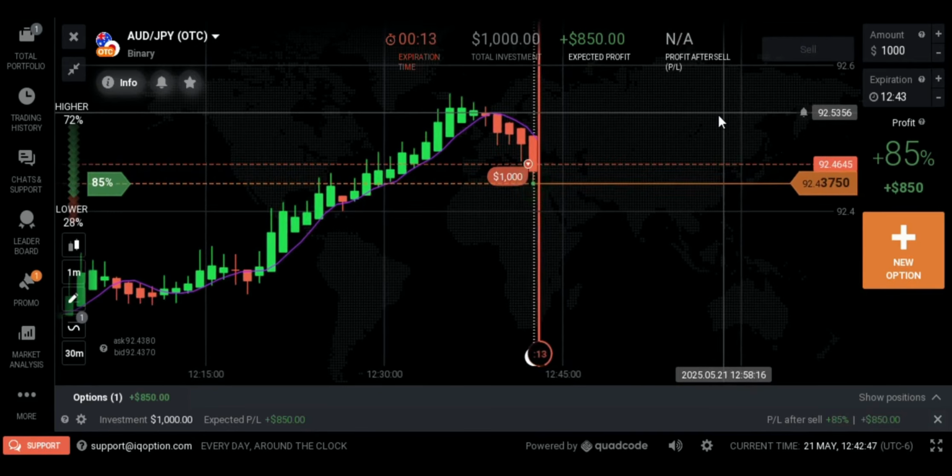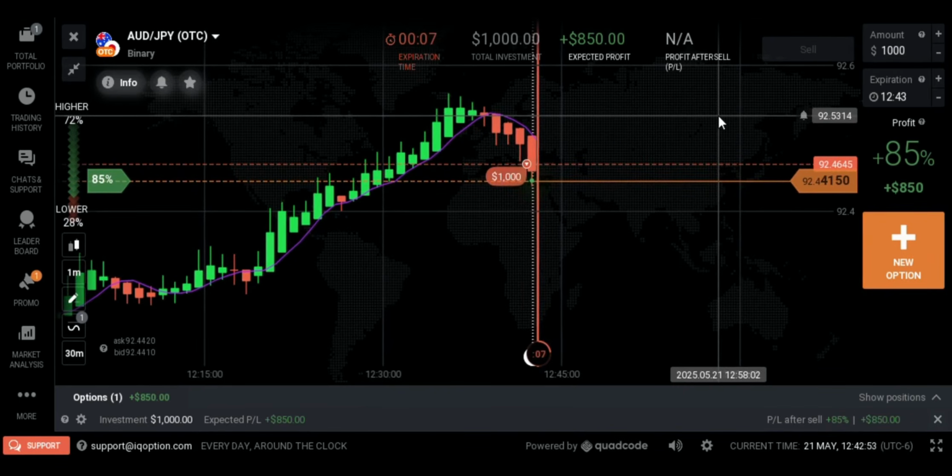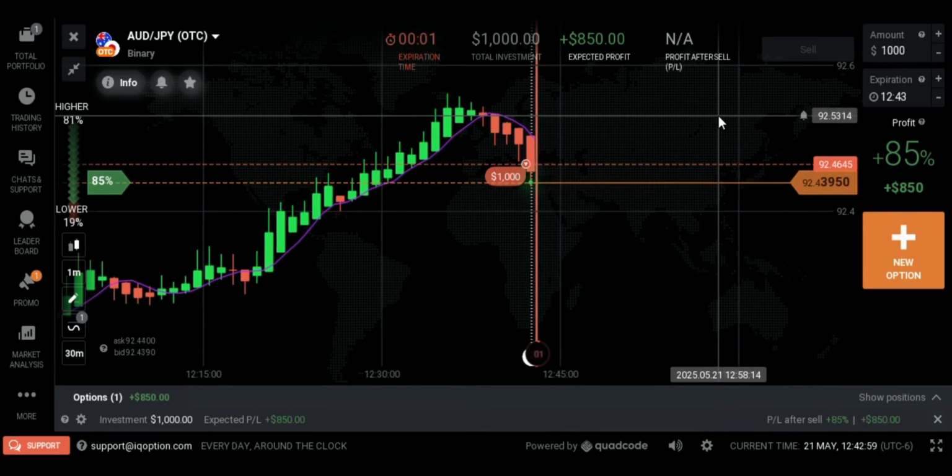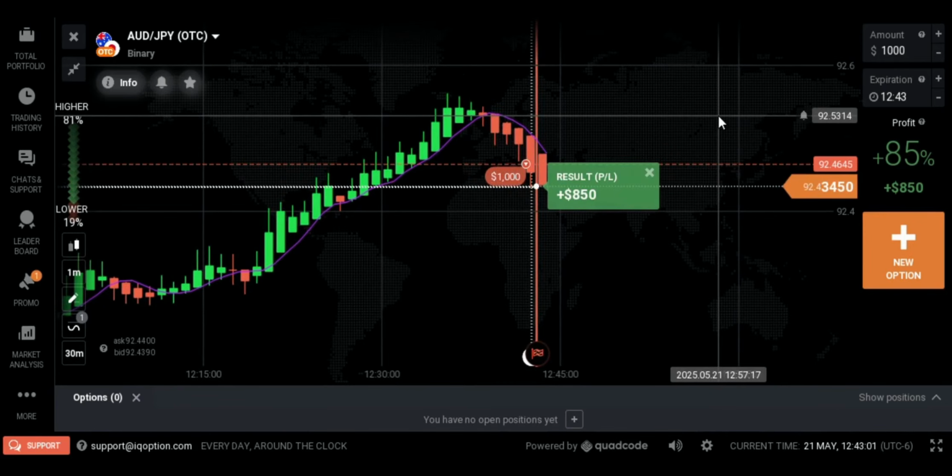As we saw earlier, the candles had already crossed below our purple EMA, and previously we had a pretty clean sequence of candles. So that's it, first trade won.